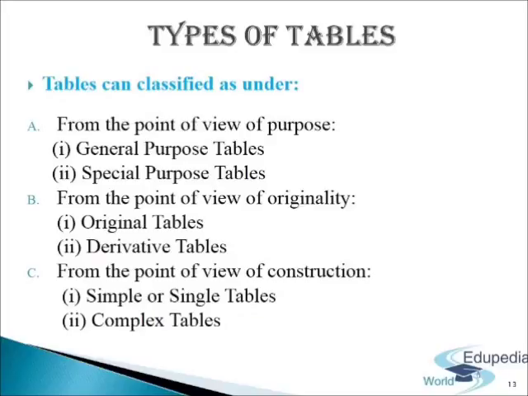Tables can broadly be classified as under. A. From the point of view of purpose: general purpose tables and special purpose tables. General purpose tables are also called reference or repository tables. This type of table provides information on the same subject. These tables usually appear in the appendices of a report. They contain massive statistical information which can be used for common purposes without reference to a specific problem. Government publications generally are of this nature, which are used by researchers.